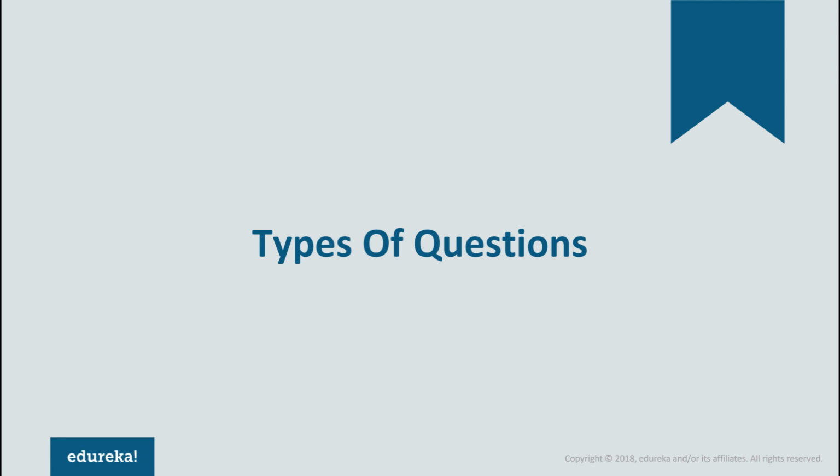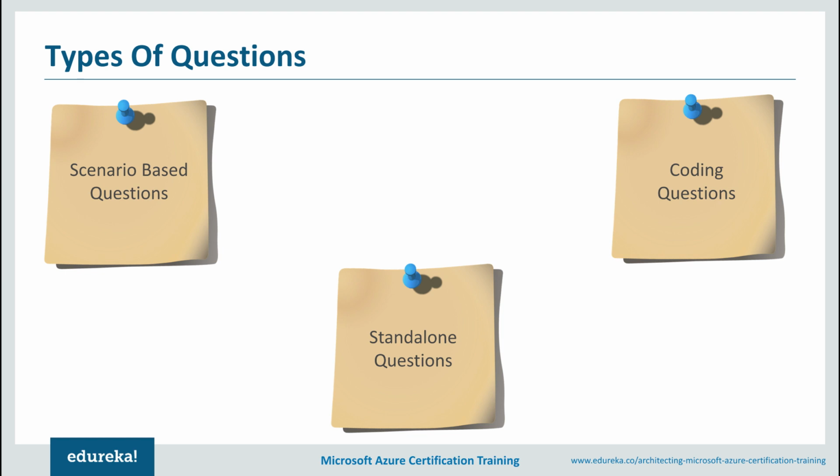So let's try to understand what are the types of questions that you can expect as far as this exam goes. Basically, there are three types of questions: your scenario-based questions, your standalone questions, and coding questions. Now, scenario-based questions are where you would be given a particular scenario and expected to write answers for the questions that correspond to these scenarios.